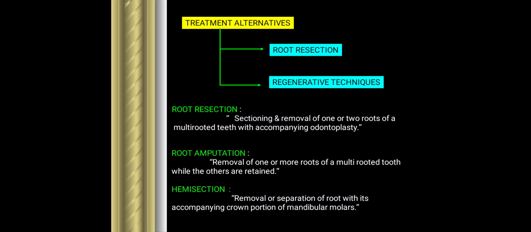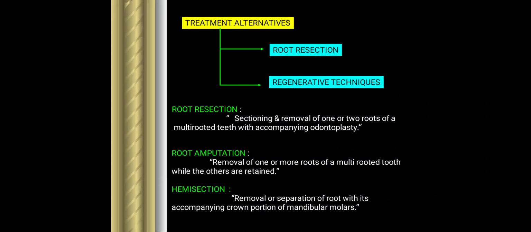Here are some treatment alternatives. We can do root resection as well as regenerative techniques. In root resection, the definition is sectioning and removal of one or two roots of multi-rooted teeth with accompanying odontoplasty. Root amputation is the removal of one or more roots of a multi-rooted tooth while the others are retained.